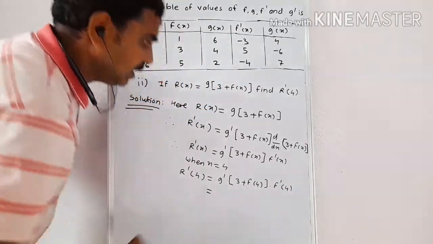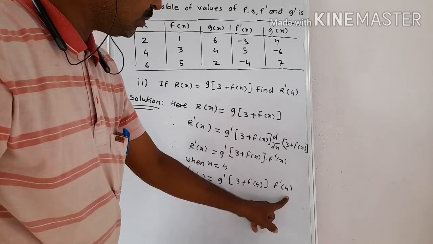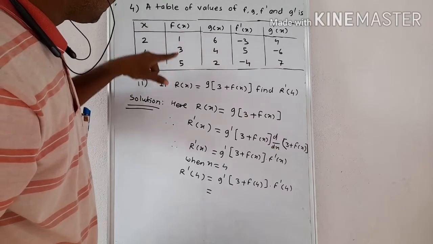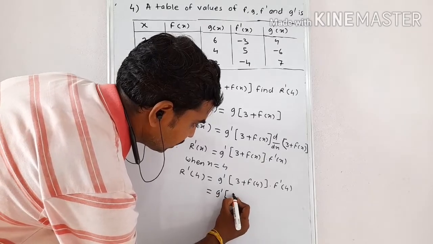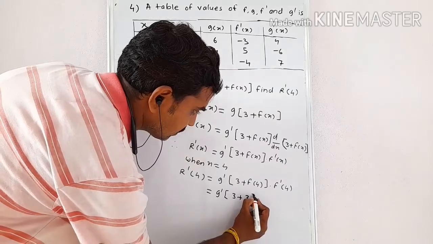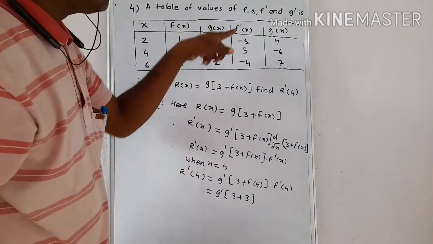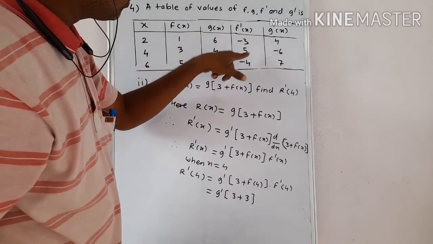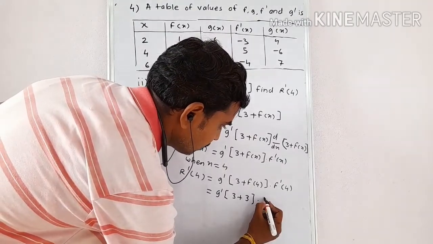Now from the table, we have to calculate the value of f of 4 and f dash of 4. The value of f of 4, in the first column, is 3. Therefore in square bracket we write g dash of 3 plus 3, square bracket close. And the value of f dash of 4, in the fourth column, is 5. Therefore we write into 5.